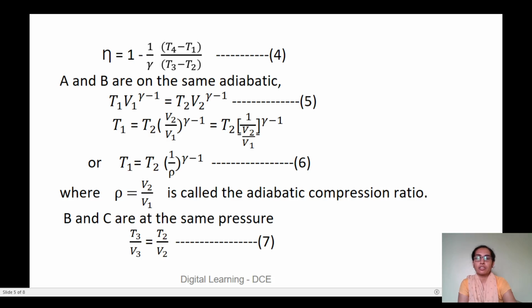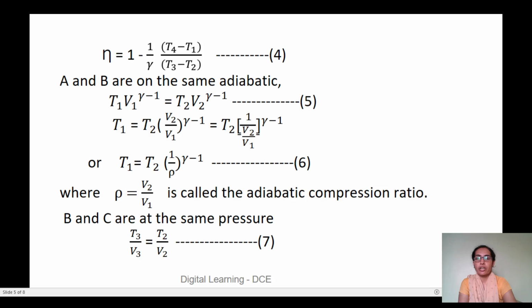So rearranging these terms, we get T1 equals T2 into (V2 by V1) whole to the power of gamma minus 1. Taking V1 in the denominator, we get T2 into 1 divided by (V1 by V2) whole to the power of gamma minus 1, or T1 equals T2 into (1 over rho) whole to the power of gamma minus 1. Call that equation 6, where rho equals V1 by V2 and it is called the adiabatic compression ratio.